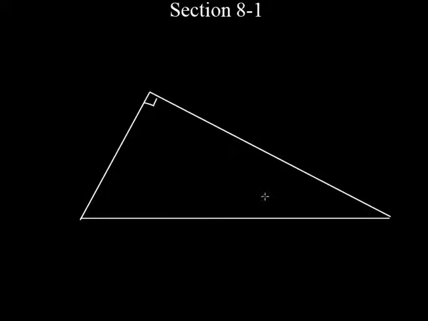Nothing super special about that, but here's the deal. If I take a line segment from this vertex, from this right angle, and I drop it straight down, we actually have a name for that. I think we've talked about that word before. What is it when I go perpendicular to the opposite side? Do you remember? It's called an altitude. Remember that?